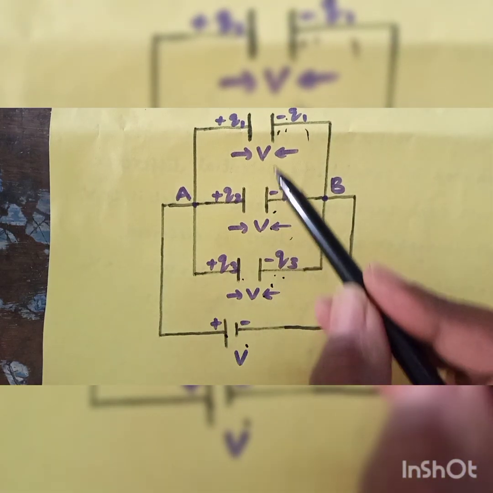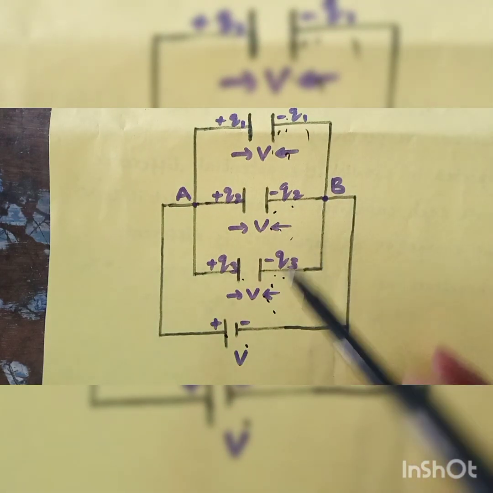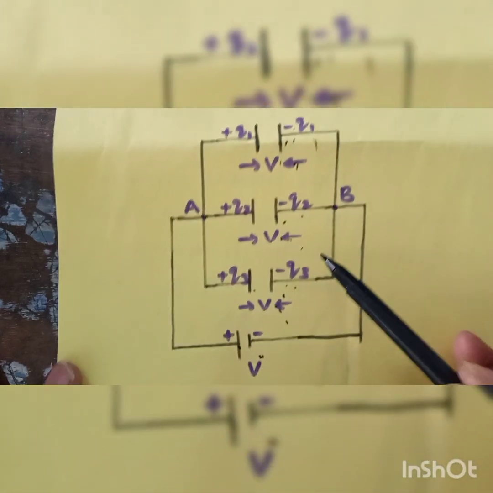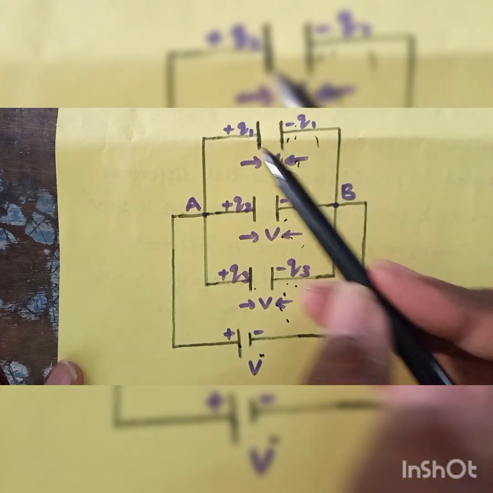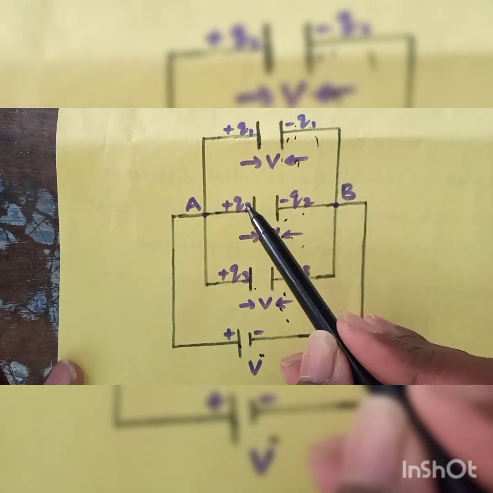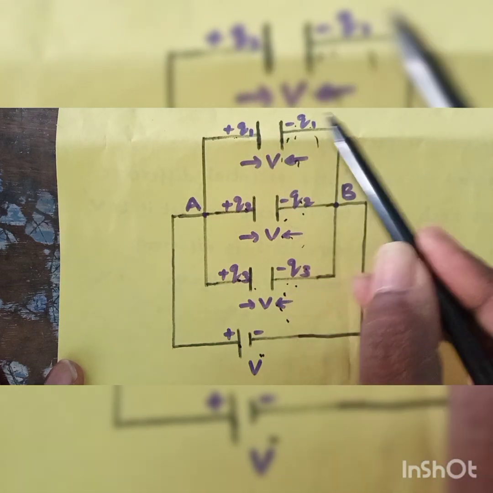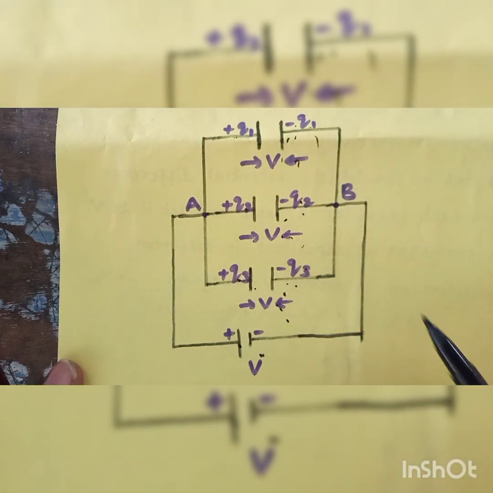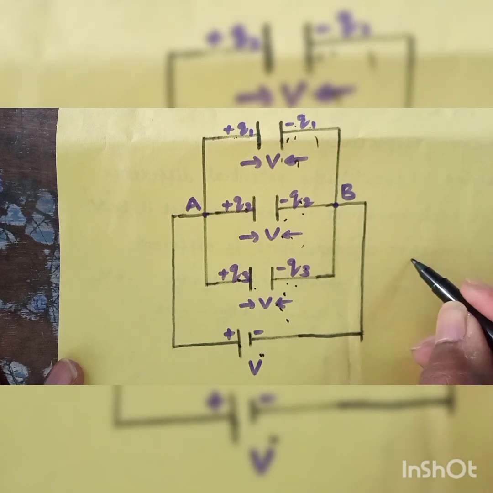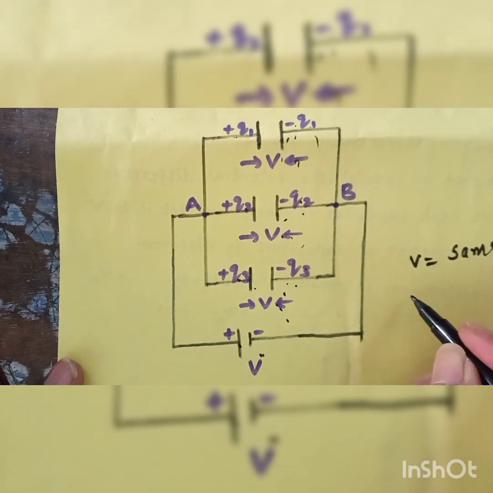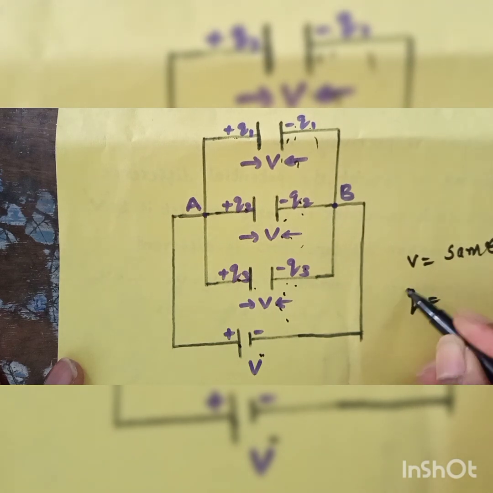Here the potential difference is the same. But what is different? The charge on each capacitor is different: plus Q1 minus Q1, plus Q2 minus Q2, plus Q3 minus Q3. The charge is different. What is same? The potential difference is same, V is same. But what is different? The charge is different.